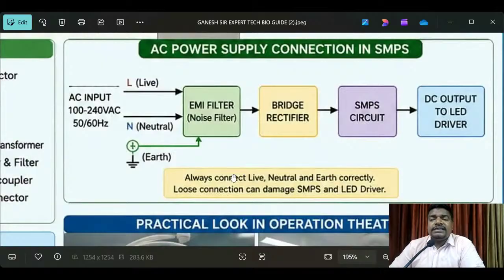AC power supply connections in SMPS, how they look. If you want to be a specialist, patience is important, consistency is important, ambition is very important, and dedication is very important. If you want to become something in biomedical engineering, definitely you should be unique.